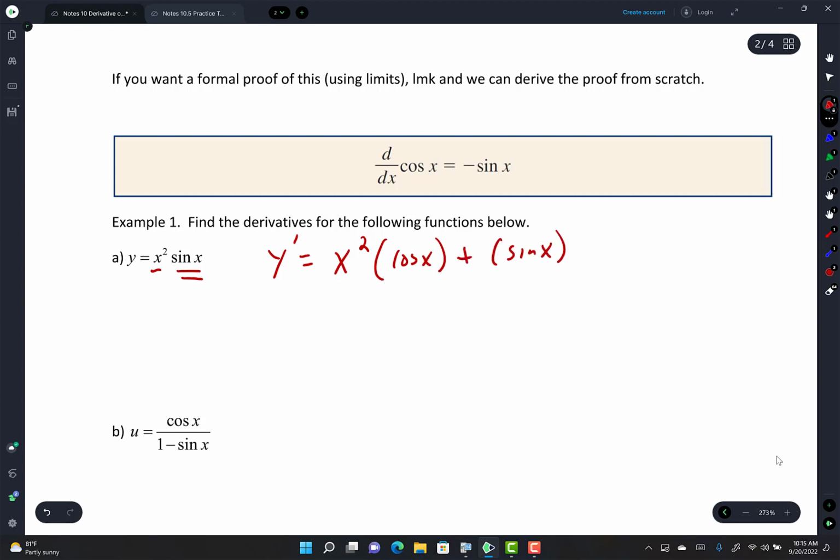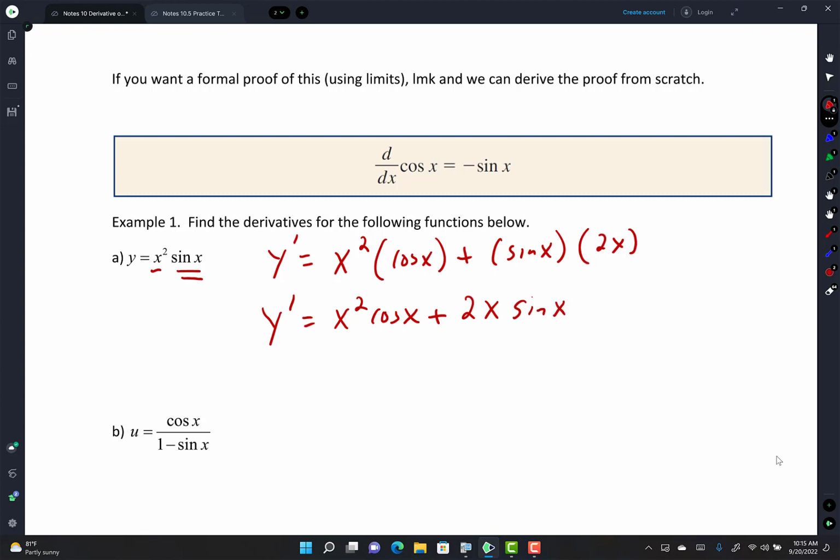I like to use parentheses. Times derivative of the first. What's the derivative of x squared? 2x. Let's make it pretty. Y prime equals x squared cosine x plus 2x sine x. Usually you want to put your variables in front of your trig. But if you wrote sine x times 2x, that's fine.